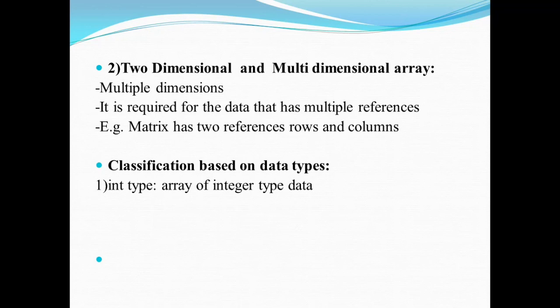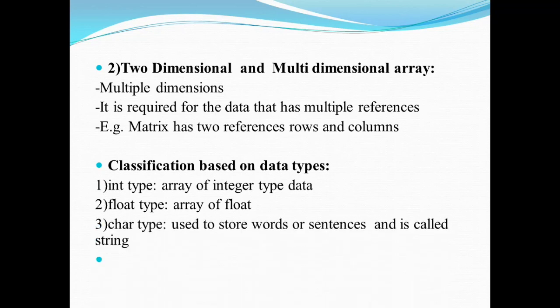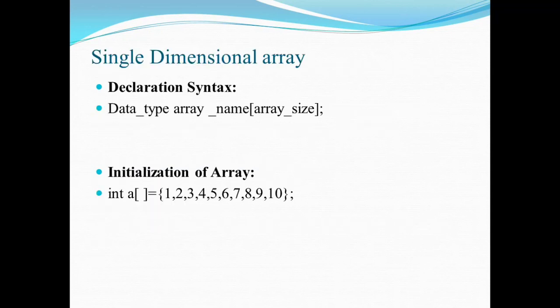Another type is based on the different data types. The first is integer type data, so it is an array of integer type of data. Second is float type, which is an array of float. And third is character, which is normally used to store sentences or words, which we call a string.